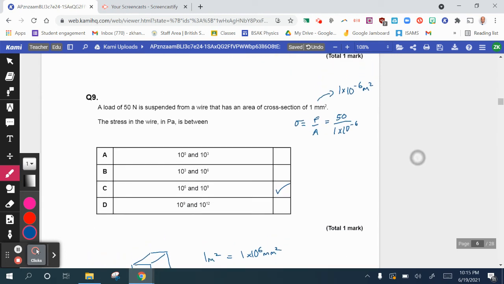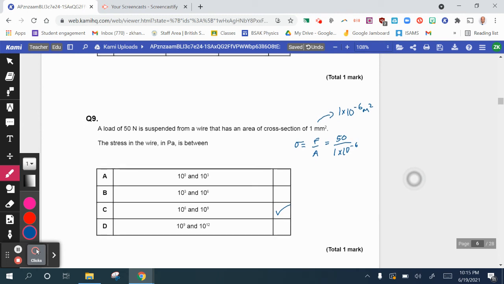Question 9. Okay, so a load of 50 newtons is suspended from a wire that has a cross-sectional area of 1 millimeter squared, and the stress in the wire, in pascals, is between something and something. So here what we've got is pascal, as in stress, that's force over area. So 50 over the cross-sectional area.